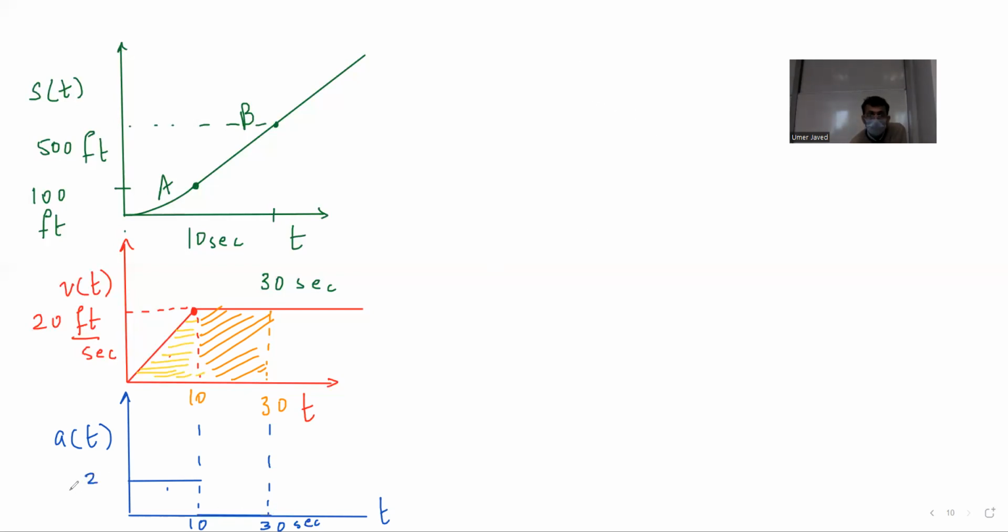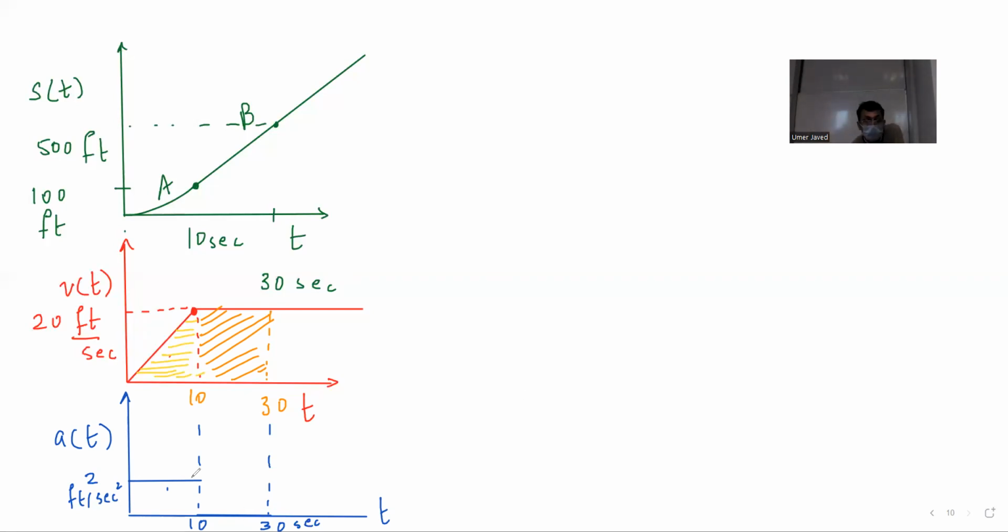2 feet per second square and 0. Okay, important question. a is equal to dv by dt. What does the area under the acceleration-time curve give me? Change in velocity, a equal to dv by dt, a multiplied by t.